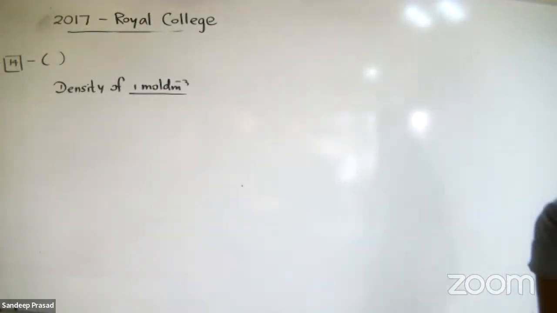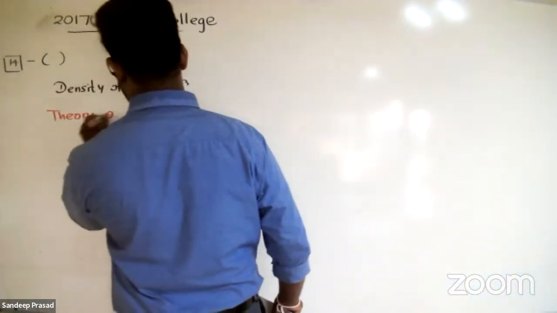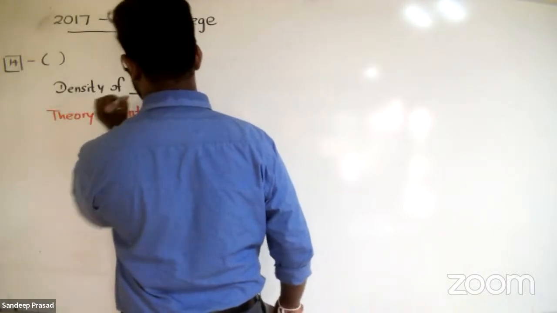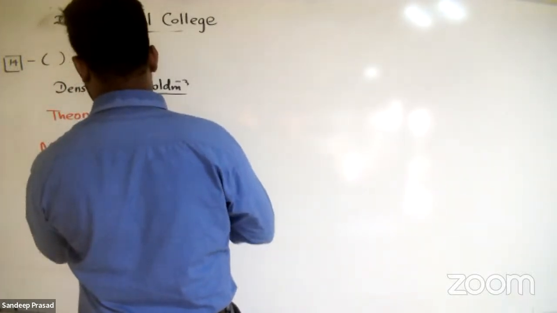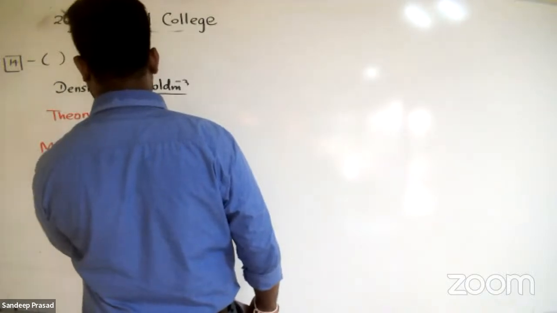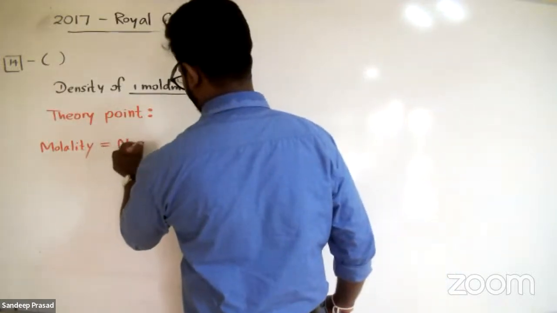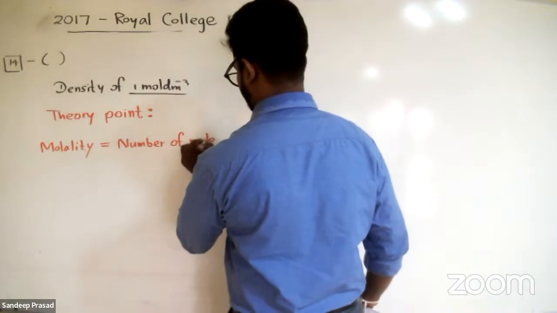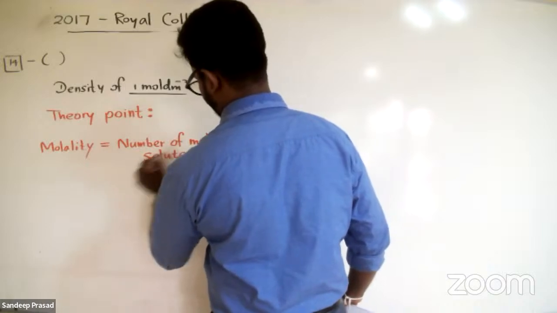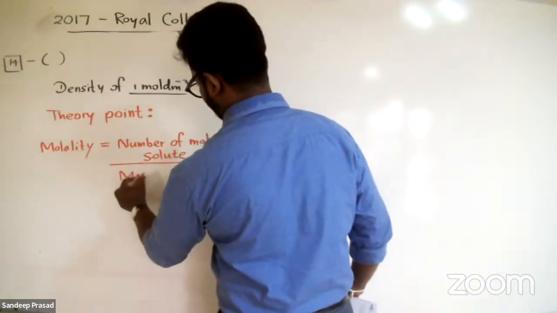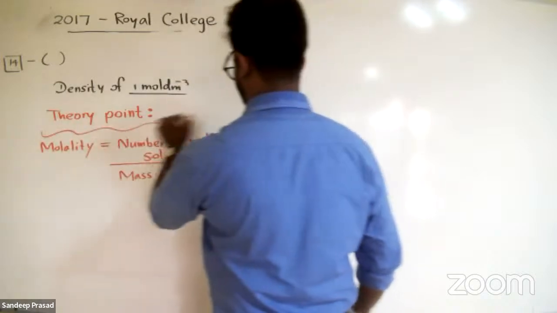Okay. Now I'm going to teach you the theory point that is related to this question. If you know this theory, the question is easy. Molality. So molality of a solution is defined by the number of moles of solute divided by mass of solvent. So this is actually considered as molality.